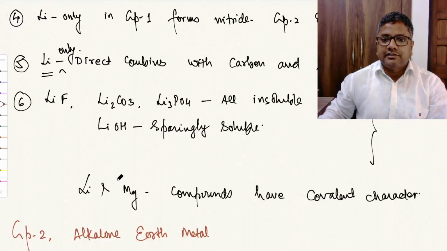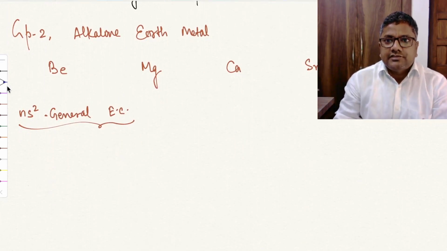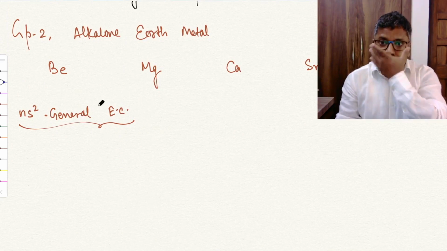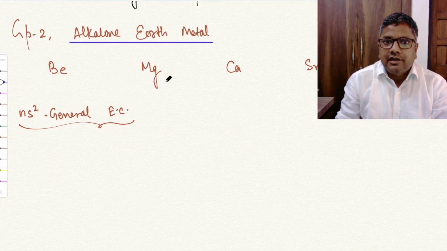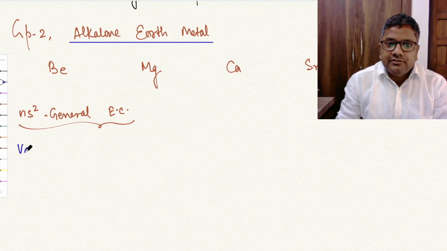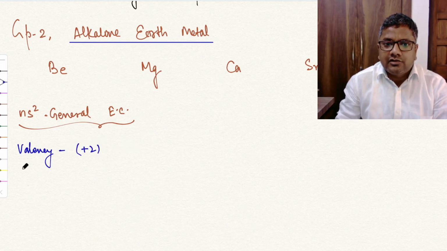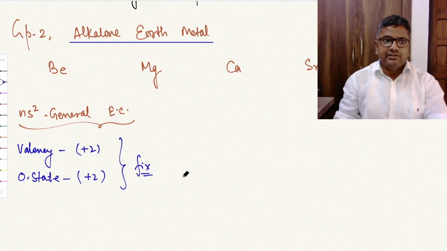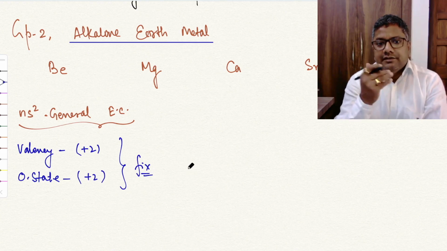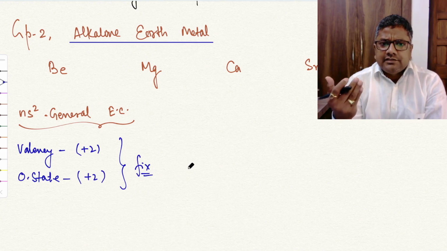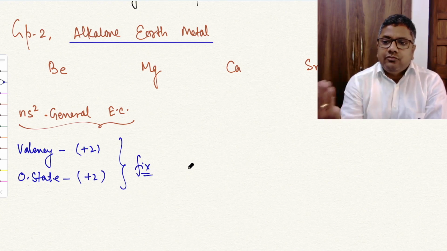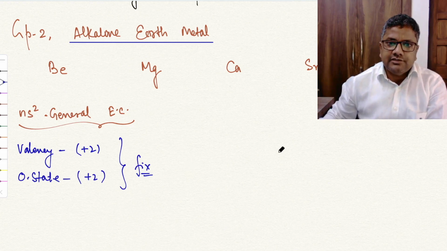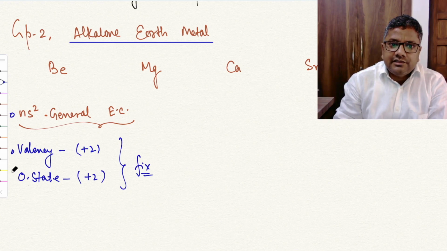Okay, so let's discuss one by one the properties of group 2, the alkaline earth metals. The general electronic configuration is this. Valency is +2, and oxidation state also +2, and this is fixed, meaning there is no variation. Some elements of this group have the ability to form covalent compounds, but that is a different issue, right? So: general electronic configuration, valency, oxidation state.